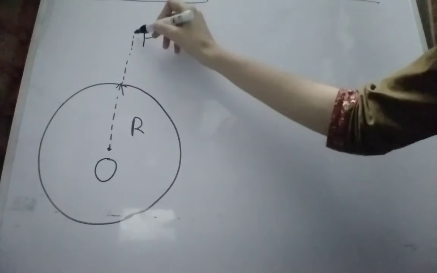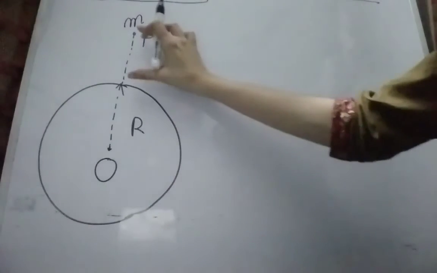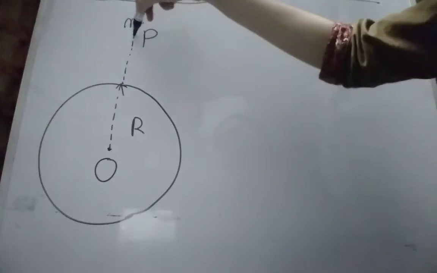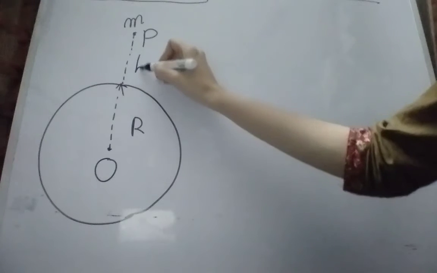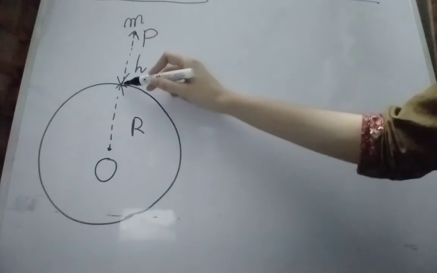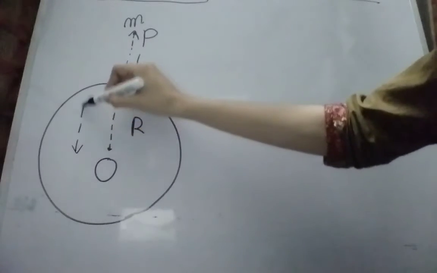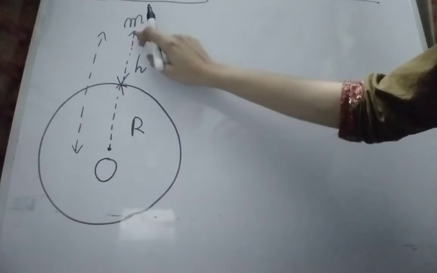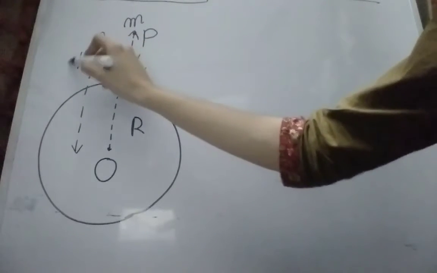Now an object is placed at a point P. The mass of the object is small m, and the height, that is the distance between the earth's surface and the point P, is h. So this object is placed at a height h from the earth's surface, and the total distance between the center and the point P where the object is placed is, say, d.